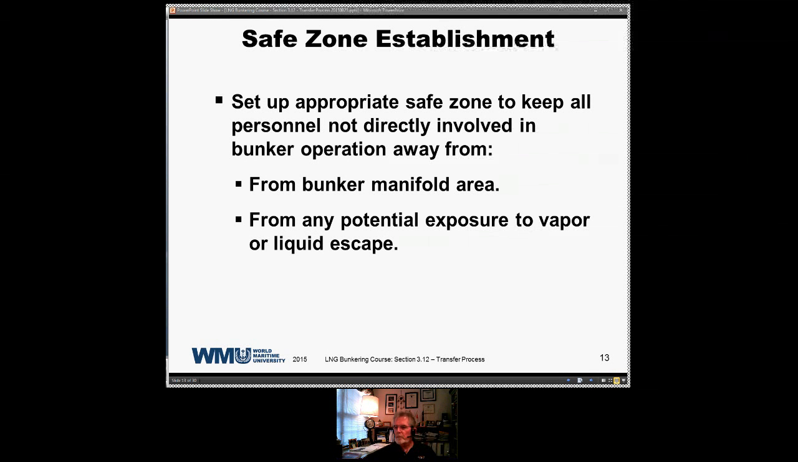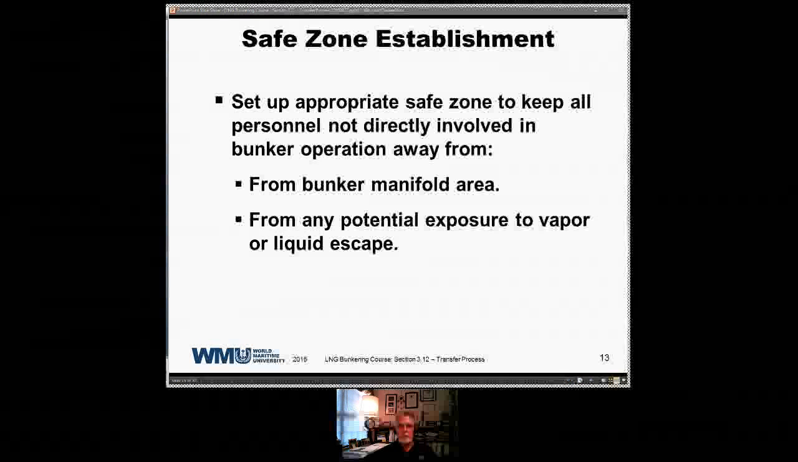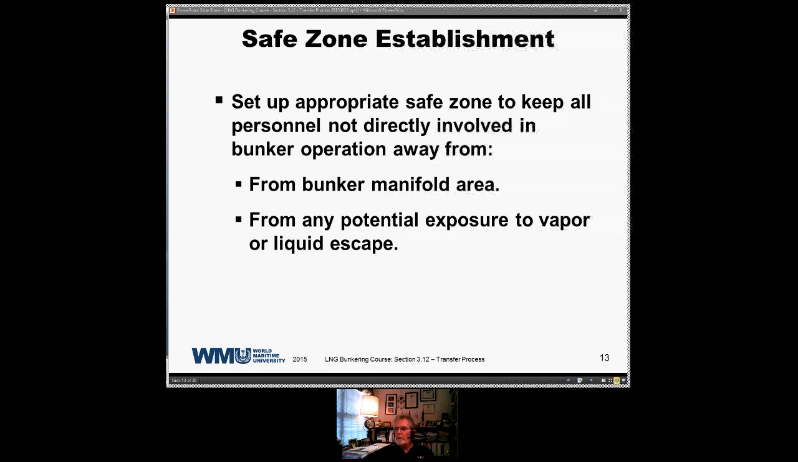Very rare occasions where you're going to have a vapor or a liquid escape, but you're always aware of this. Dealing with a cryogenic liquid at minus 160 degrees, and the consequences of exposure to cold vapor or to liquid is serious, and serious burns can result. You get an actual burn very, very similar to a burn from heat.